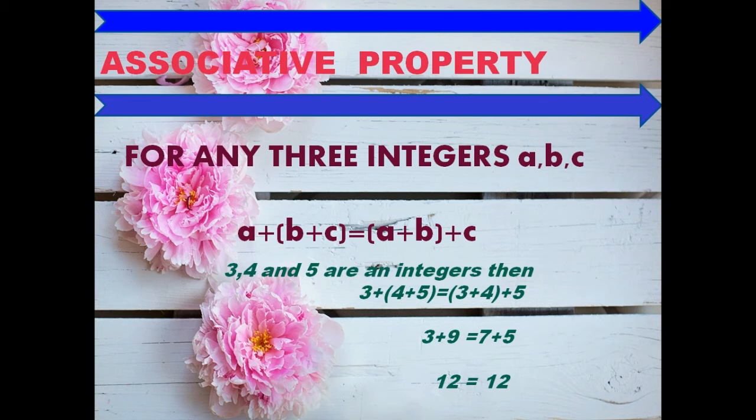And go for the right side. 3 plus 4 is 7 and the last number is 5. 7 plus 5 is equal to 12. So on the left side we are getting 12 and on the right side we are getting 12. Verify whether 12 is an integer or not: yes, 12 is an integer. We have taken 3 integers and applied the property, and both sides we got the same answer, which means the associative property is true under addition.